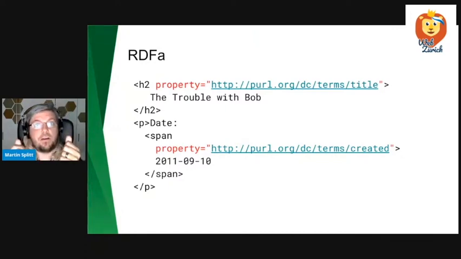This is much more granular as well. This entire thing has a title. The title is The Trouble with Bob. And it was created at a certain time. And that time is, I don't know, depending on if this is an ISO date, it's probably the 10th of September in 2011. And that's more or less like microdata, but it has a different granularity.